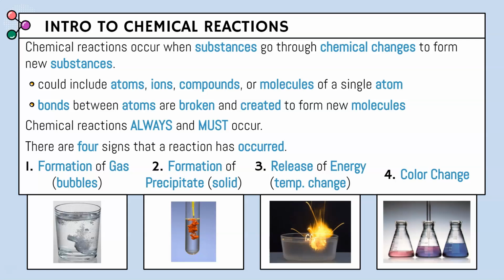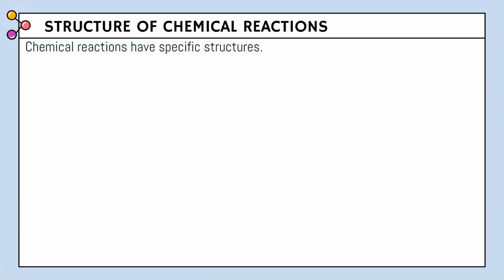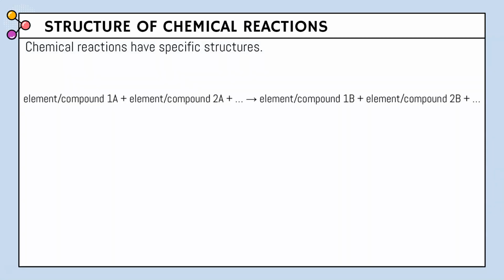So we know a little bit more about chemical reactions. We can go and talk about the structure of chemical reactions. Chemical reactions have specific structures. Looking here, we have element/compound 1A plus element/compound 2A plus ..., meaning if there's any more. Then we have an arrow to element/compound 1B plus element/compound 2B plus ..., if we have any more.